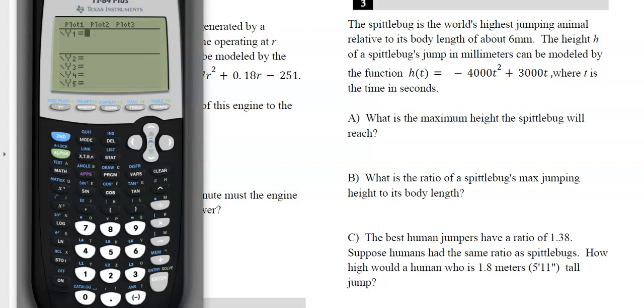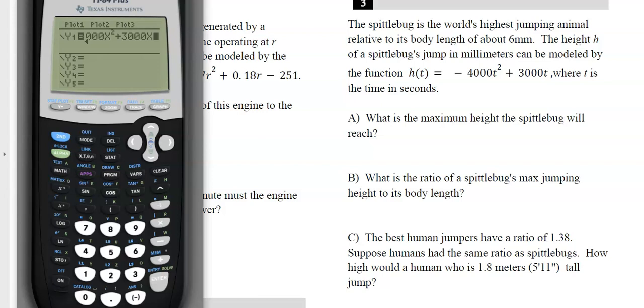I like those ones, pretty straightforward usually. Negative 4,000 t squared plus 3,000 t. There's no initial height, so it must be 0. The bug is jumping off the ground, so we have a 0. And so we're trying to figure out, again, the max height, so the top of the parabola. And then we have a ratio thing here we got to calculate. So we'll worry about that once we get A. So let's check out A.